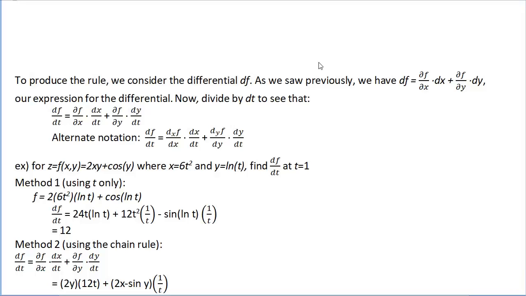Now we've got to plug in, but you'll notice we've got an expression in terms of x, y, and t. We've only been given a value for t equals 1. However, x and y are both functions of t, so we can figure out what they need to be.